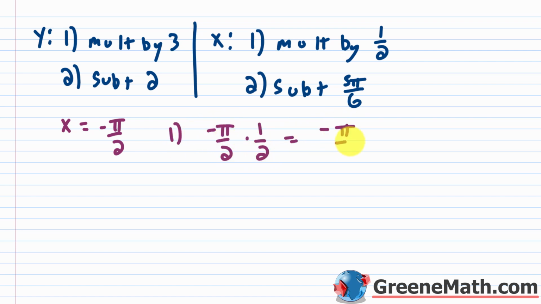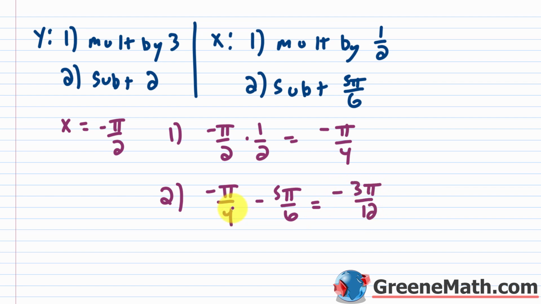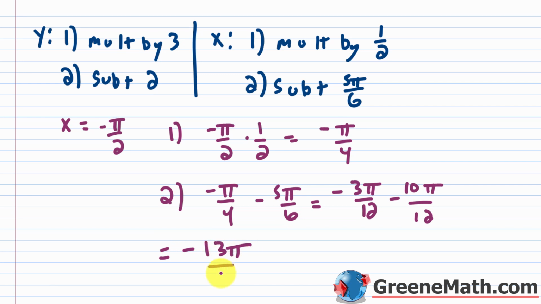That gives you negative pi over 4. Then the second thing is you're going to subtract away 5 pi over 6. So you have negative pi over 4 and then minus 5 pi over 6. So the LCD there, you have 4, which is 2 squared, and you have 6, which is 2 times 3. So you need 4 times 3 or 12. So this becomes negative 3 pi over 12, just multiplying this by 3 over 3, minus this would become 10 pi over 12, multiplying this by 2 over 2. So you end up with negative 13 pi over 12.